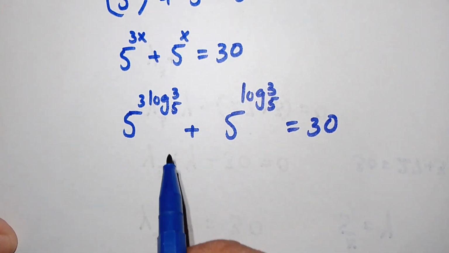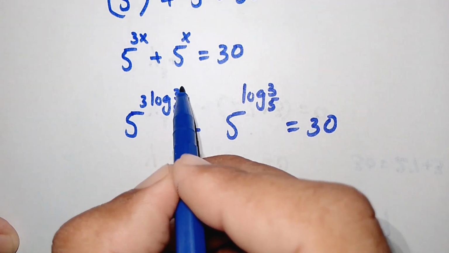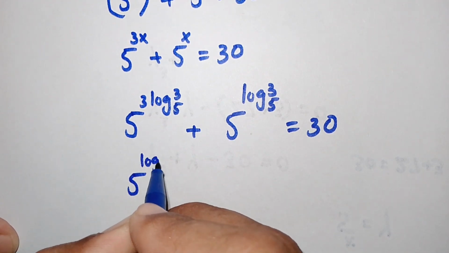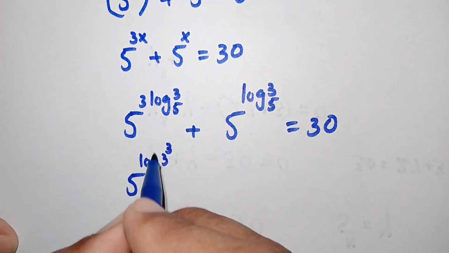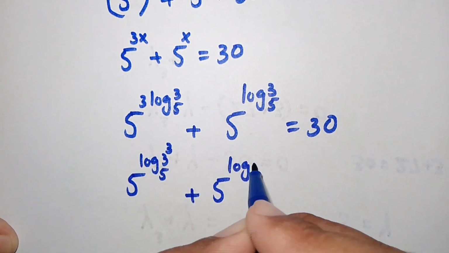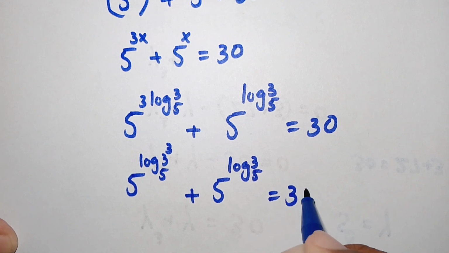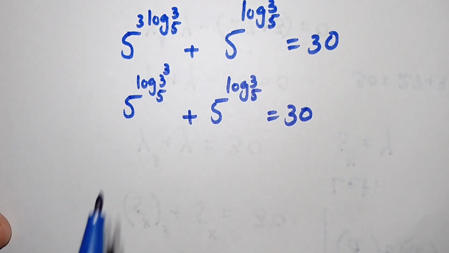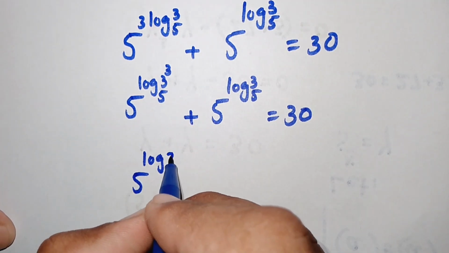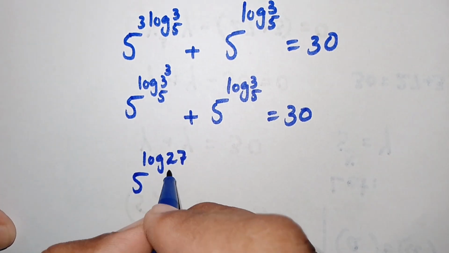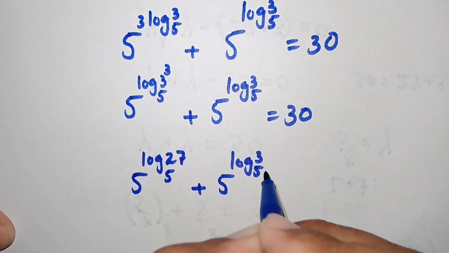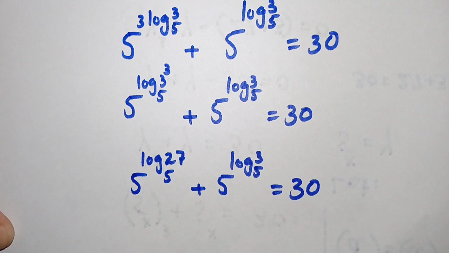Now in the next step, we move this 3 to the power here, so this will become 5 to the power of log of 3 to the power of 3 with base 5 plus 5 to the power of log of 3 with base 5, which is equal to 30. Now in the next step, 3 to the power of 3 is equal to 27, so 5 to the power of log of 27 with base 5 plus 5 to the power of log of 3 with base 5, which is equal to 30.